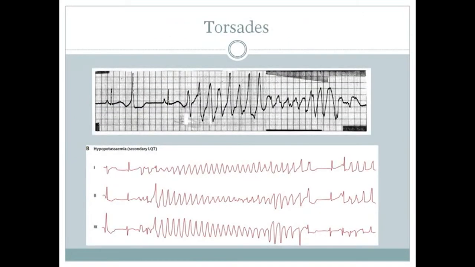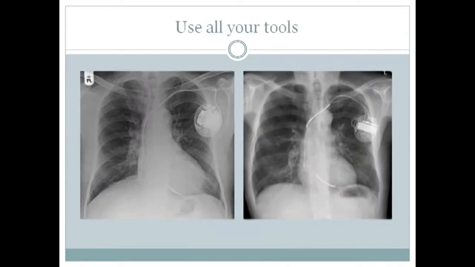So the example is this. You have a long QT patient, you have a PVC, and boom, it triggers torsades. This is another example. So these are the cases where amiodarone is not good, and we're going to use other tricks. You usually are going to have help, but have it in mind and know what things are happening.